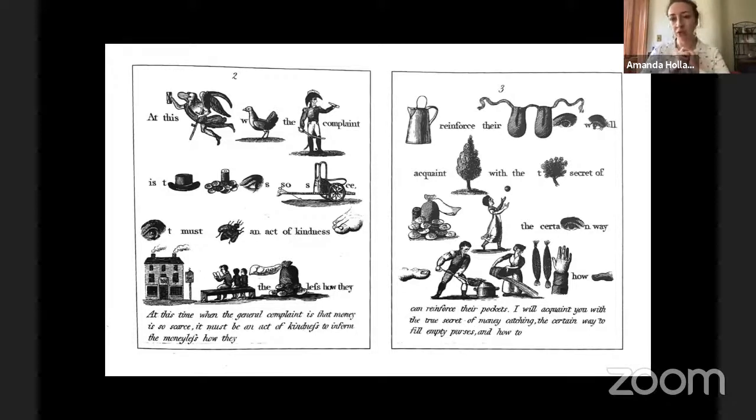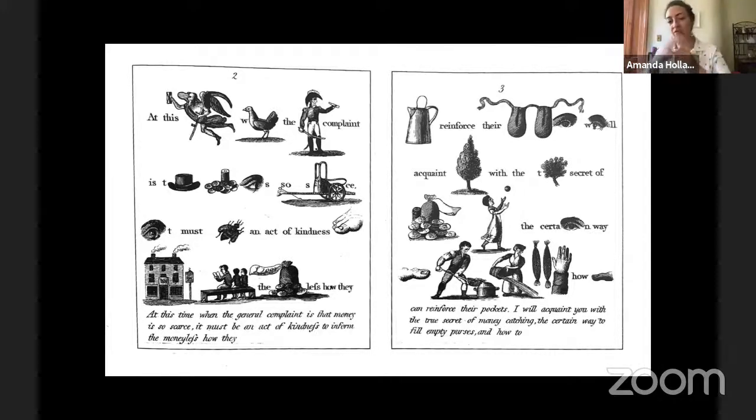"When," so W and hen. So "when," I guess, is the way one would aspirate that. The general complaint, I'm just going to read through the rest now and you can look at the images. "At this time when the general complaint is that money is so scarce, it must be an act of kindness to inform the moneyless how they can," and we're on the next page, "reinforce their pockets. I will acquaint you with the true secret of money catching, the certain way to fill empty purses."